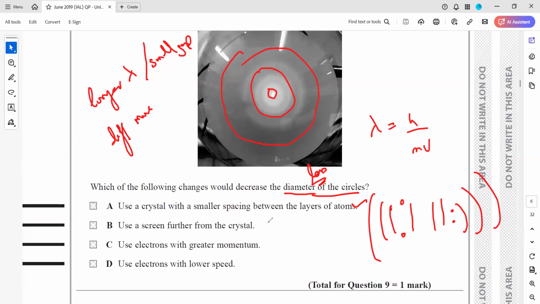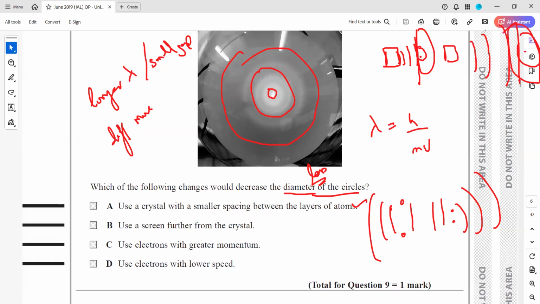So it cannot be A, use a screen further from the crystal. As we move further from the crystal, what will happen? That will also increase the diameter. Like if I have, let's say, a crystal and I put a screen here and the wave is diffracted, the wave is collected on this screen. But if I put the screen far, what will happen? The concentric circles will have a greater size, because I'm taking an image far from the object. So this will also increase the size.